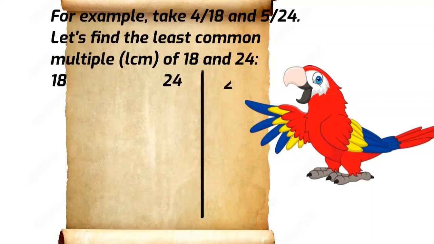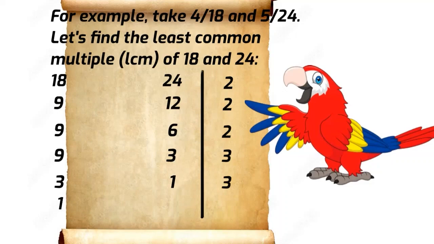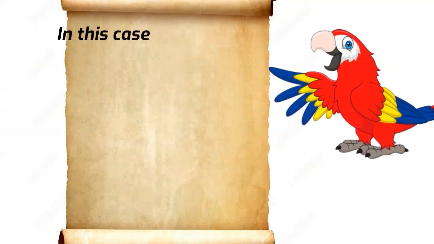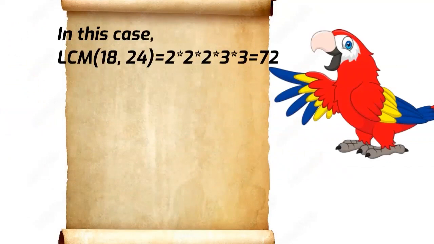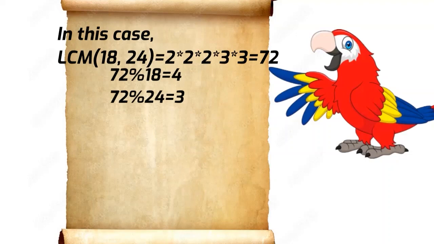2 divides both 18 and 24. 2 divides only 12 and again only 6. 3 divides both 9 and 3. 3 divides only 3. In this case, their least common multiple is 72. And 72 divided by 18 is 4. 72 divided by 24 is 3.